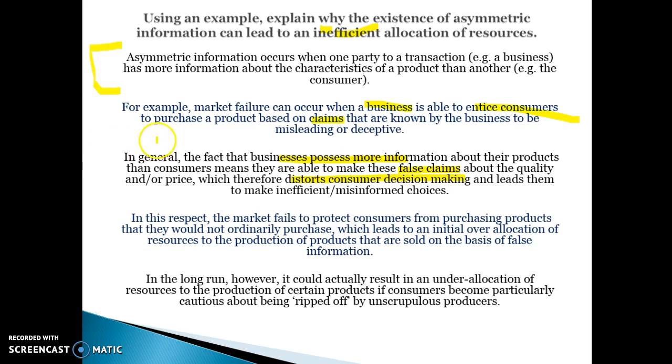So there we've basically defined it, we've provided an example, and then we've discussed how this inefficiency can lead to the consumer making choices that don't maximise their living standard. So in this case, the market is failing to protect consumers from purchasing products that they would not ordinarily purchase, which leads to an over-allocation of resources to the production of products based on the false information.